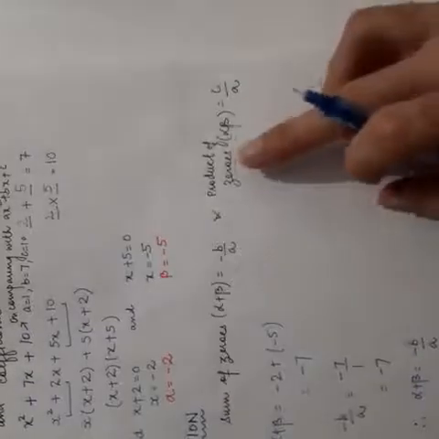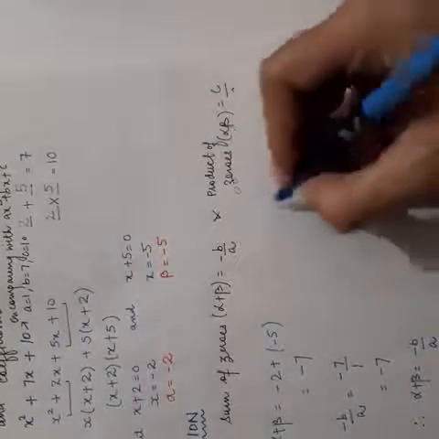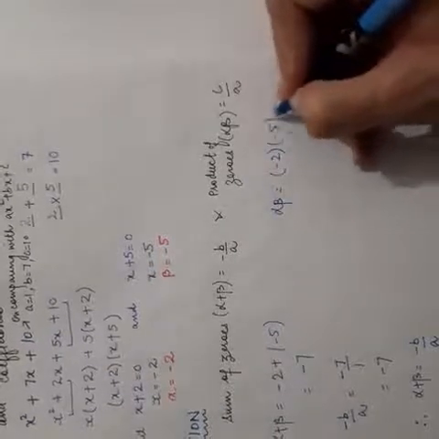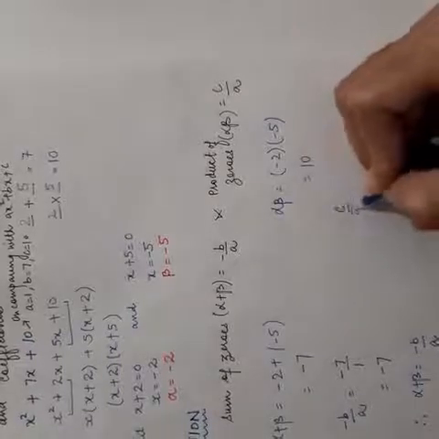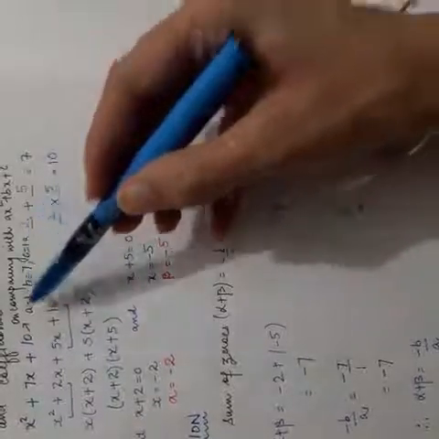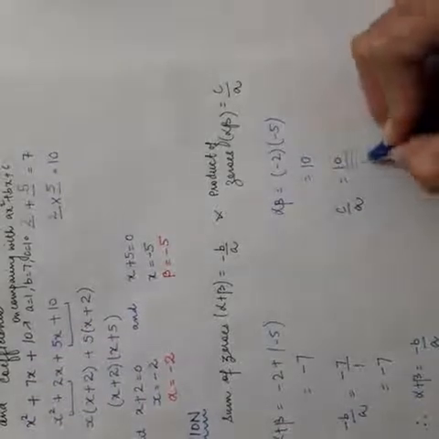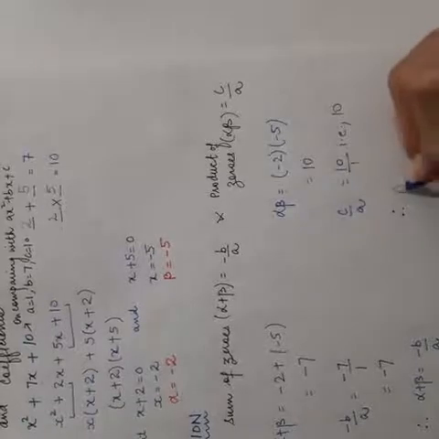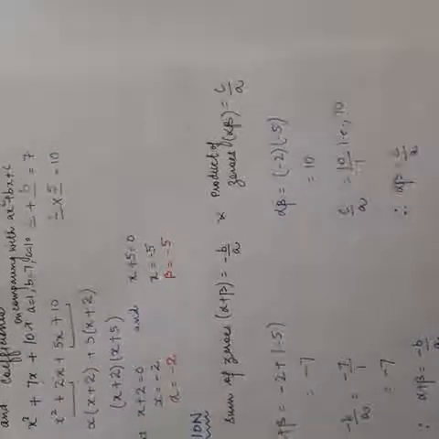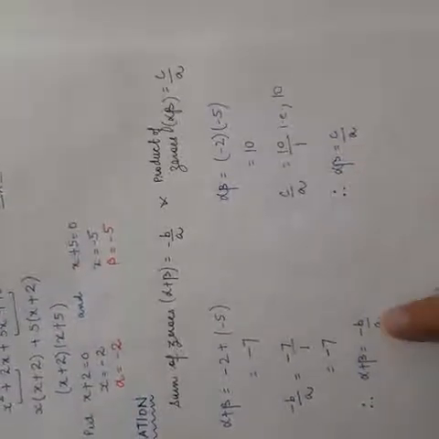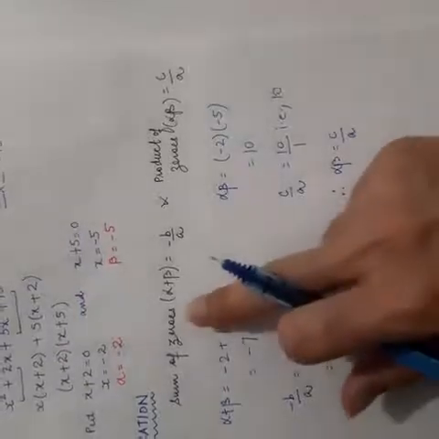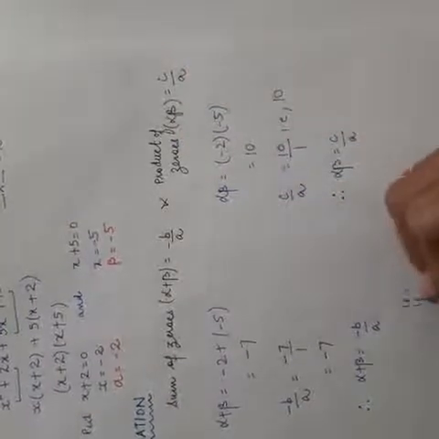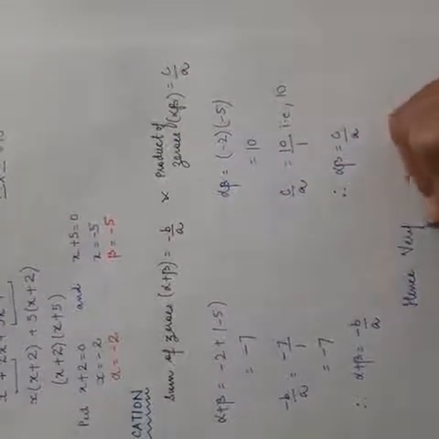Now second relationship says the product should be equal to c over a. First find the product of zeros, that is minus 2 into minus 5, you get 10. Now find c over a. Again see the coefficients here, 10 upon 1, that is 10. So these two are also equal. We'll write therefore alpha into beta is equals to c over a. So this way we have verified the relationship that sum of zeros is equal to minus b over a and product of zeros is equal to c over a. You will write hence verified.